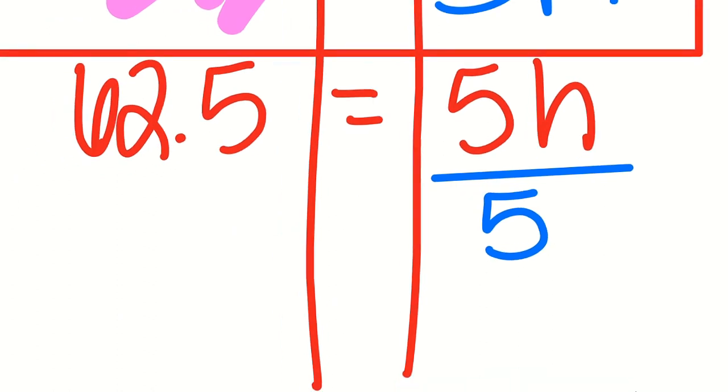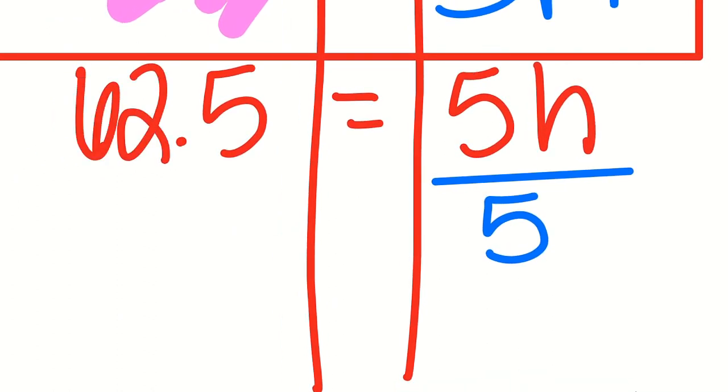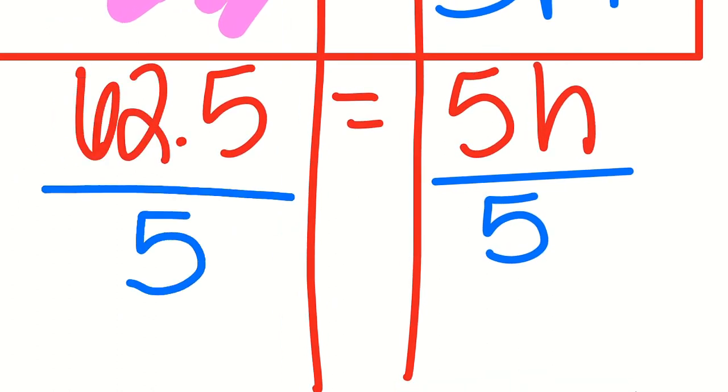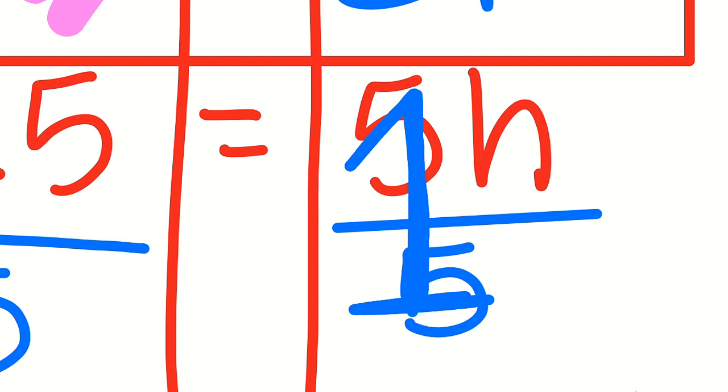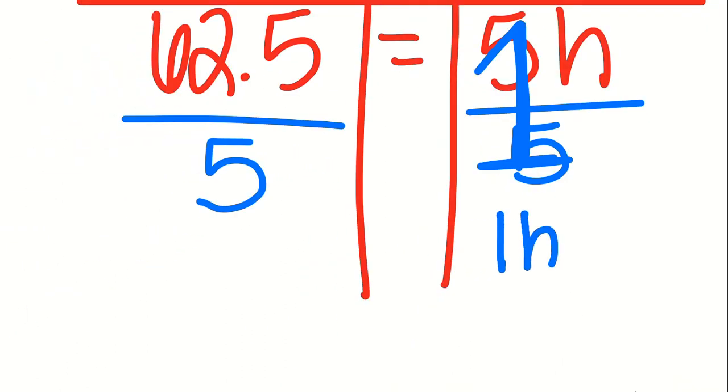Then whatever we do on one side of the equation, we have to do to the other. Okay, this side's easy. I know when I have a 5 divided by a 5, I get 1. So this is 1 H. I can write it as 1H, but mathematicians don't do that. We just say H, because there's 1 H there. Then I've got to divide 62 and 5/10 by 5.